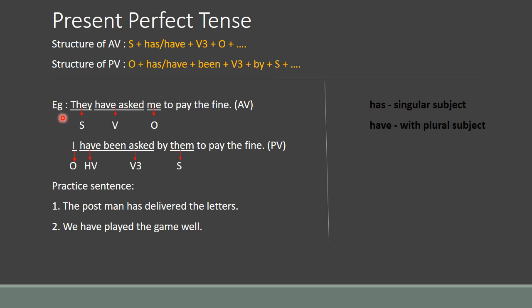Example, they have asked me to pay the fine. Active voice. They is the subject. Have asked is the verb. Together is verb. This is helping verb. This is main verb. And me is the object. To pay the fine, it's extra. Okay. So now object is me.